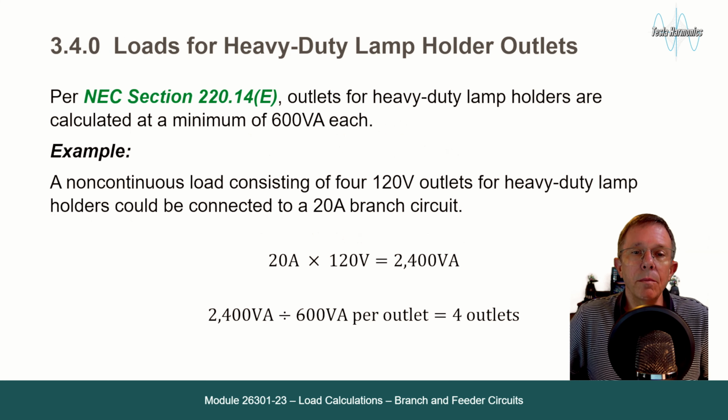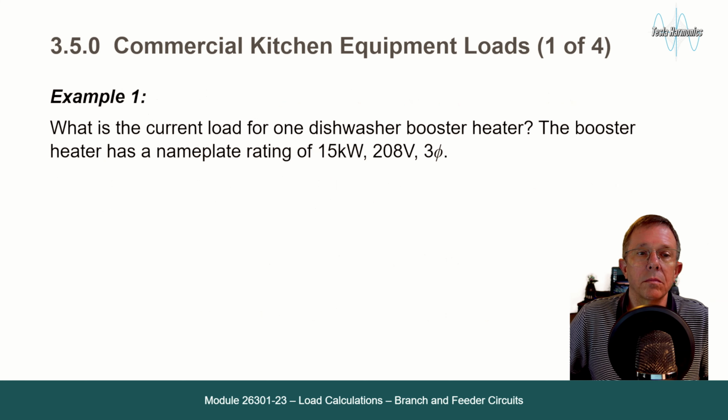Loads for heavy-duty lamp holder outlets. Per NEC Section 220.14(E), outlets for heavy-duty lamp holders are calculated at a minimum of 600 VA each. Example, a non-continuous load consisting of 4 120 volt outlets for heavy-duty lamp holders could be connected to a 20 amp branch circuit. 20 amps times 120 volts equals 2400 VA. 2400 VA divided by 600 VA per outlet equals 4 outlets.